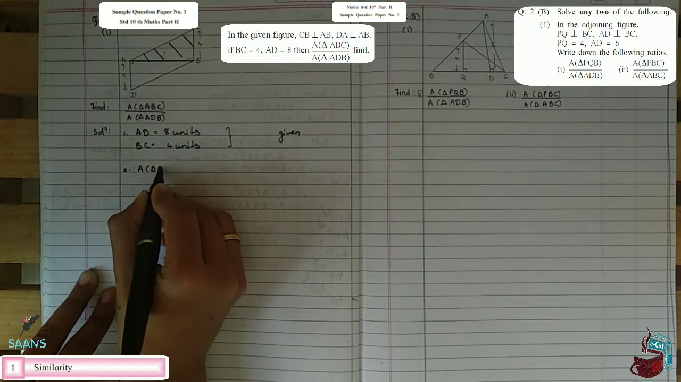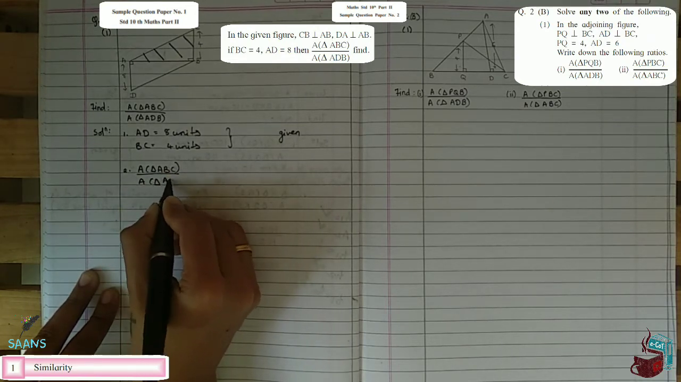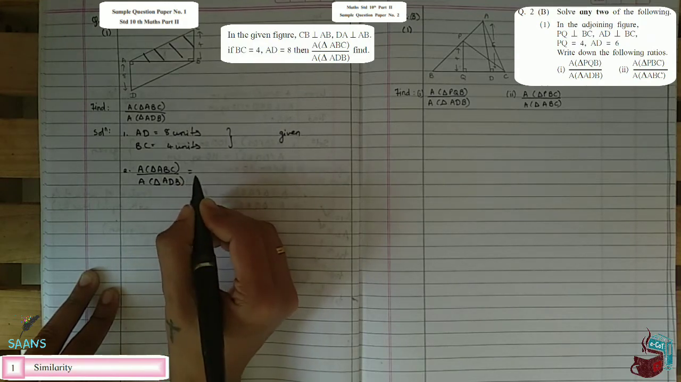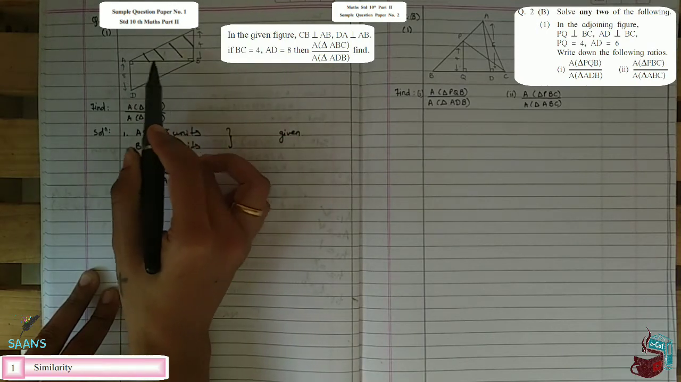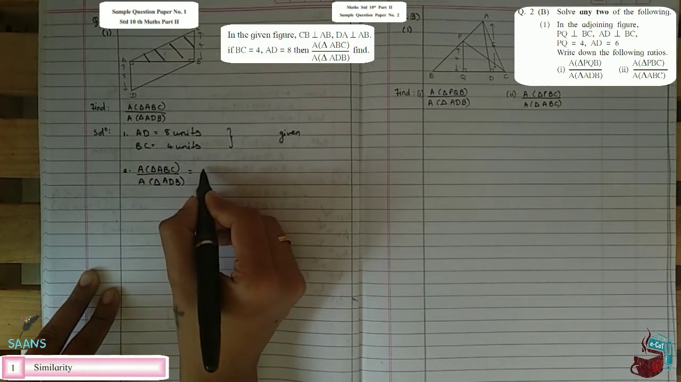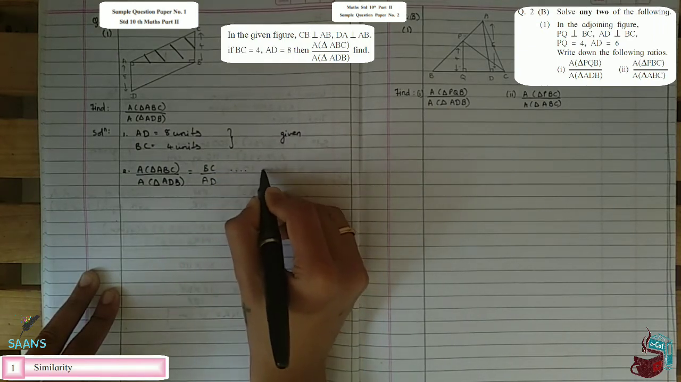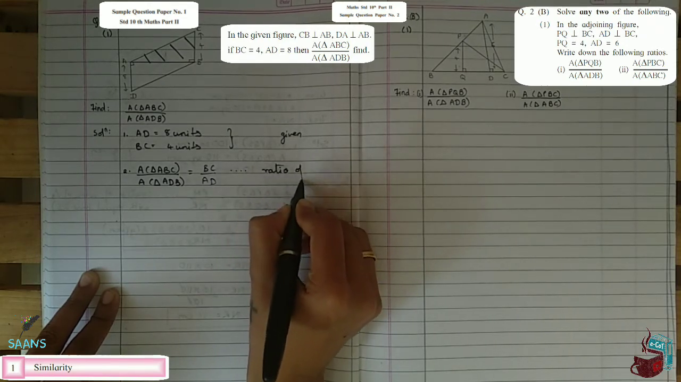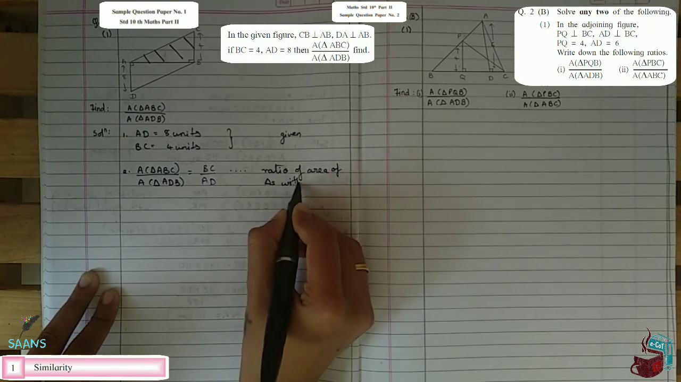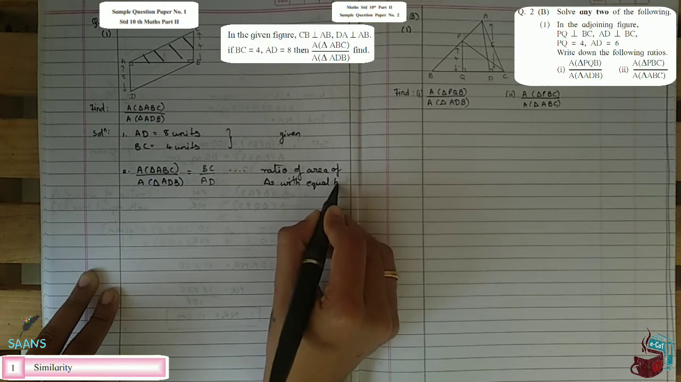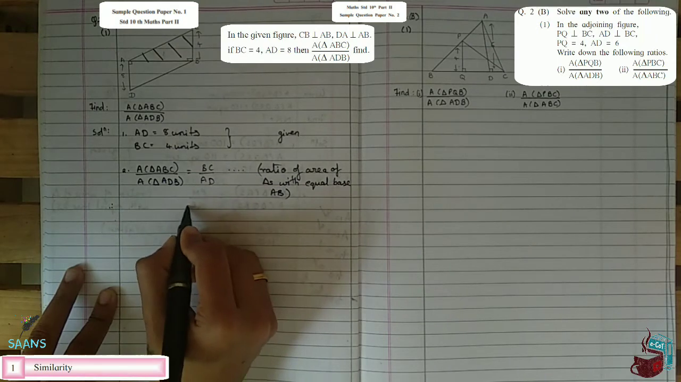Area of triangle ABC upon area of triangle ADB is equal to ABC upon ADB. AB is the common base, so it will be BC upon AD. Reason: ratio of area of triangles with equal base AB. Put the values now, cannot leave it like that.